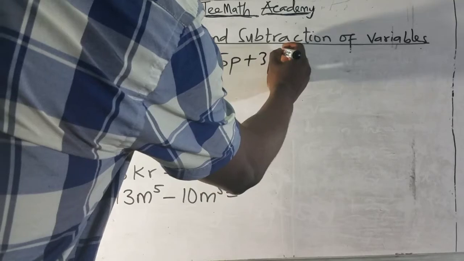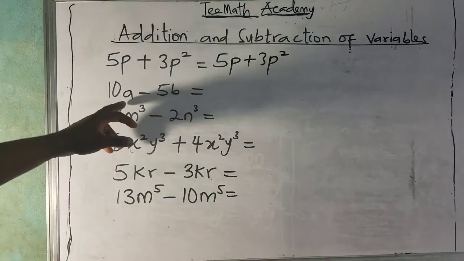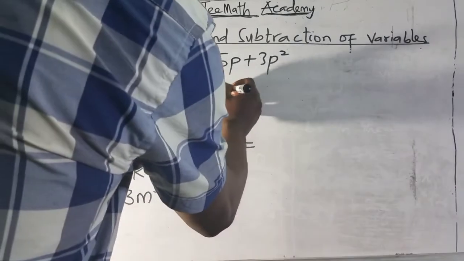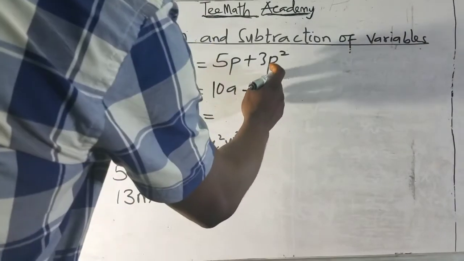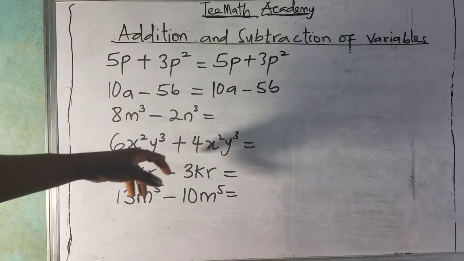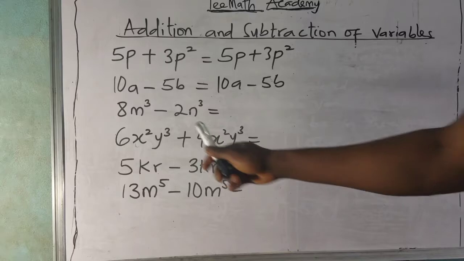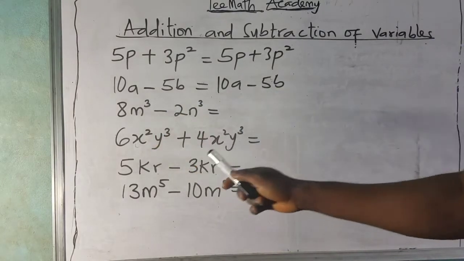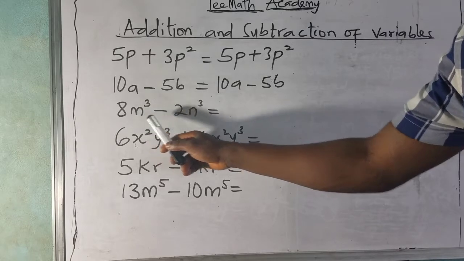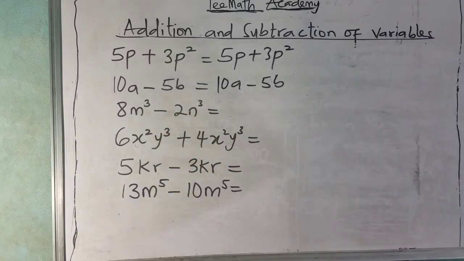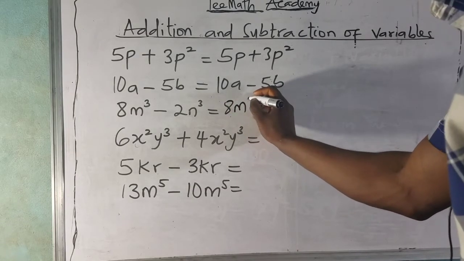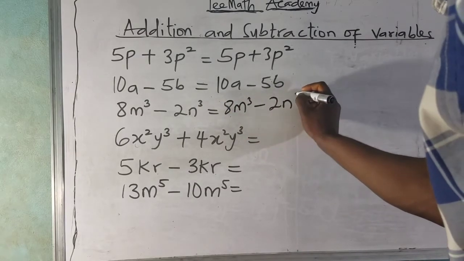That is the law. Then look at this one, 10a minus 5b. Automatically, they are not even the same thing, so you write it back. Look at this, 8m cubed minus 2n cubed. Even though they have the same power, the variables, that is the letters, are not the same. So what do we do? We write it back: 8m cubed minus 2n cubed.